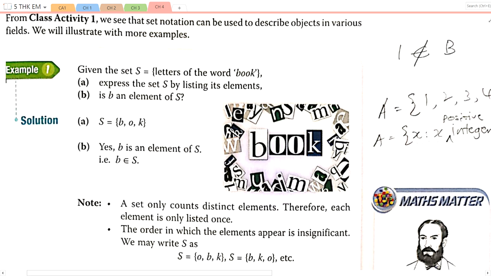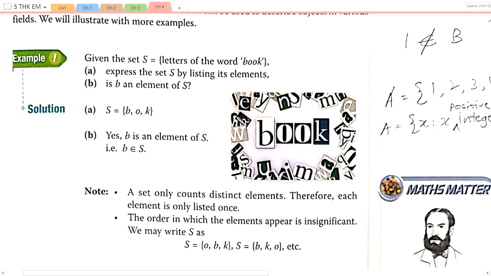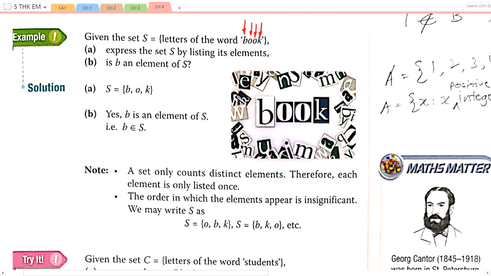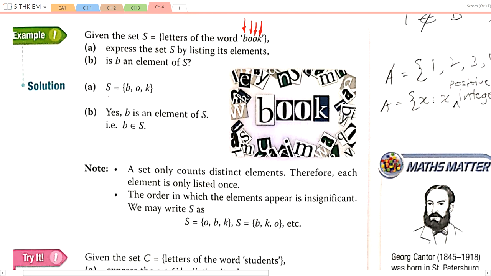So now I'll move on to example 1. Here we are given a set. The name is S. So again, a capital letter to represent the name of a set. And the description of this set is letters of the word book. So part A, we want to express the set by listing its elements. We've got B as an element, O as an element, then O again repeated, and K. So in part A, it is simply B, O, and K. These are the elements found inside the word book.